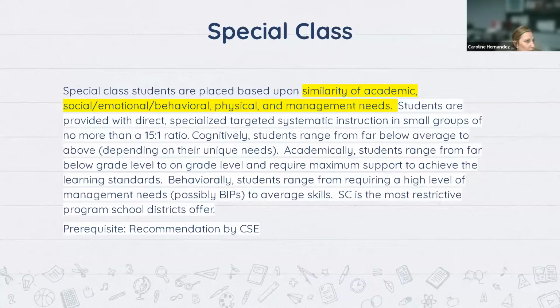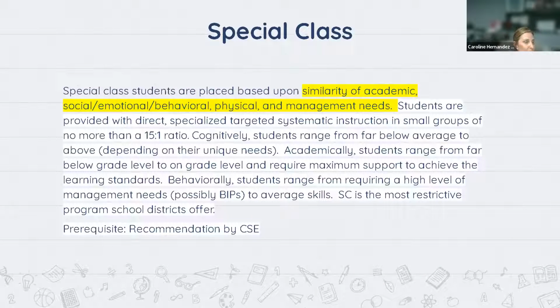Oh, this slide is special class. Special class students are also placed in a non-integrated setting with only students with disabilities in it. There is a similarity of academic, social, emotional, behavioral, or physical management needs, and the students' present levels of performance, or where they are in terms of their academic development, should be similar. A special class, depending on the type of special class, is no more than a 15-to-1 ratio.